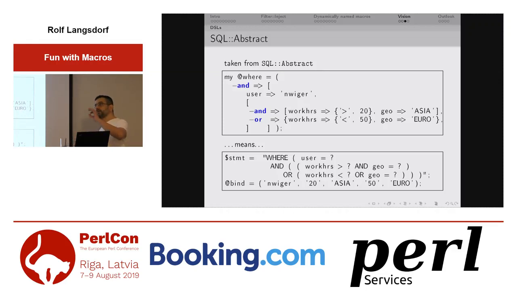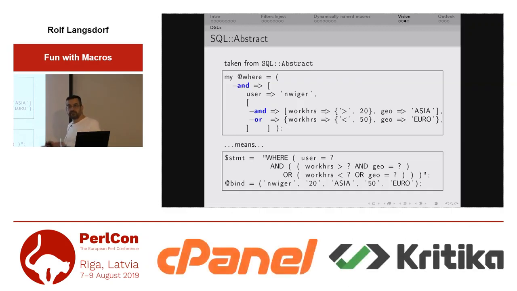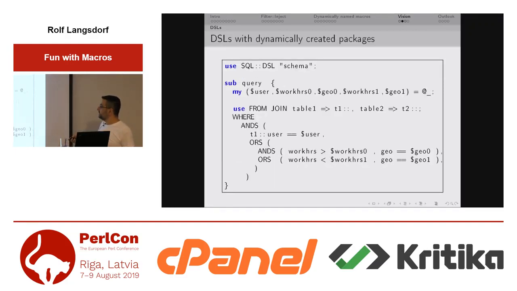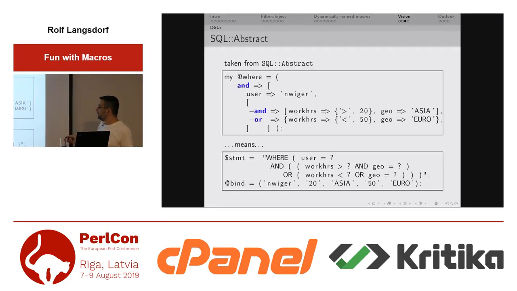And one of the secrets of Lisp is that Lisp doesn't really know a distinction between data and code, because every code is also data, and every data is also code. And this is what we achieve with this DSL. We can use this DSL to just generate the same output like SQL Abstract, and SQL Abstract executes this and creates a SQL statement with the placeholders and with the bindings.